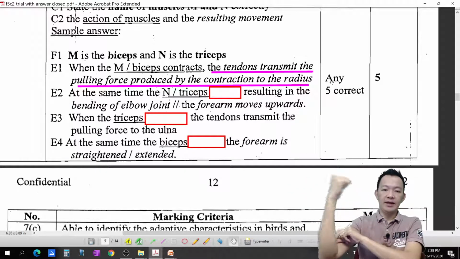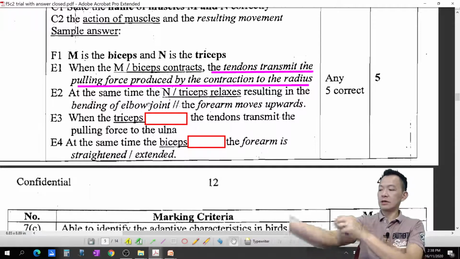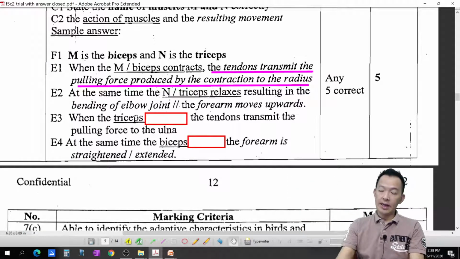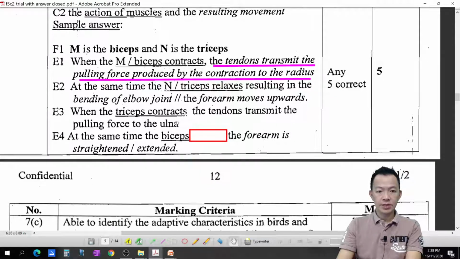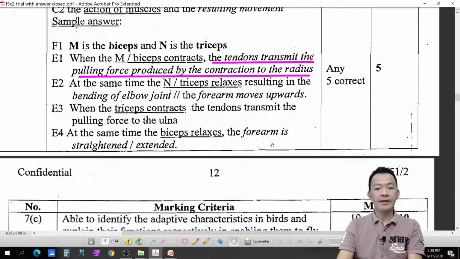OK, pull it over. So at the same time, the tricep relaxes, resulting in the bending of the elbow joint. And when the tricep contracts, the tendon transmits the pulling force to the ulna. At the same time, the bicep relaxes. So the forearm is straightened or extended.